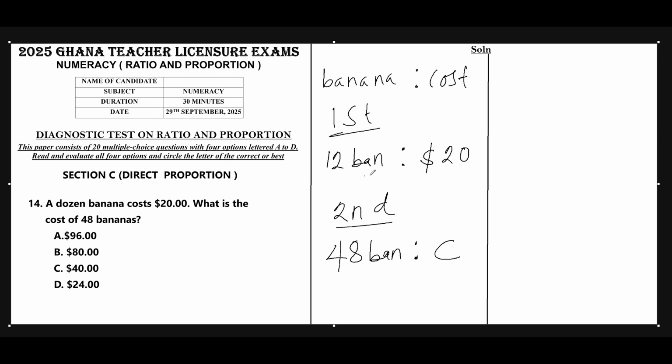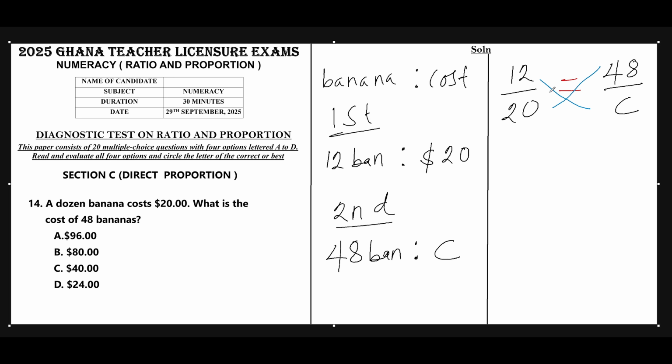So 12 bananas is to $20 can be expressed as a common fraction. So that gives 12 out of 20. And then 48 bananas is to C. That can also be written as a common fraction. We have 48 on C. But because these two quantities are directly related, we just introduce the equal sign. But our goal here is to solve for C. So to do that, we need to cross multiply.